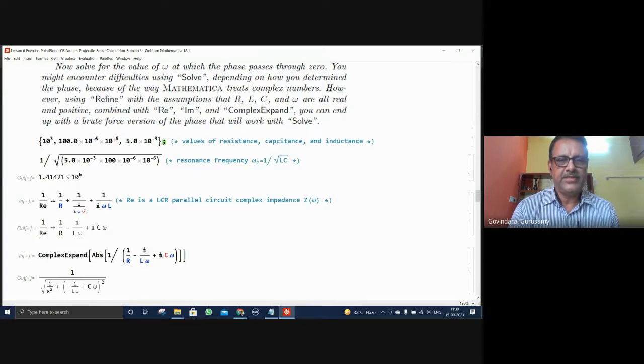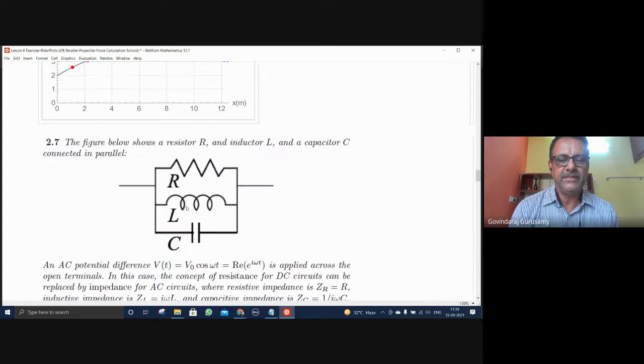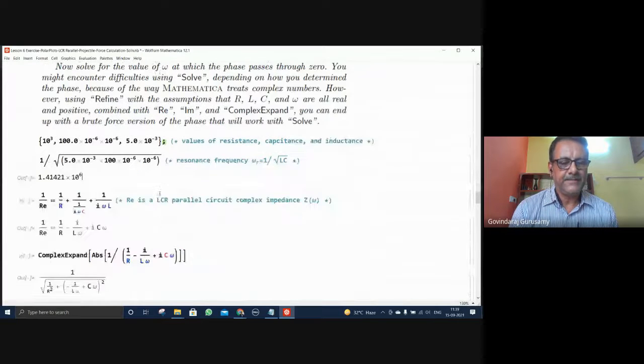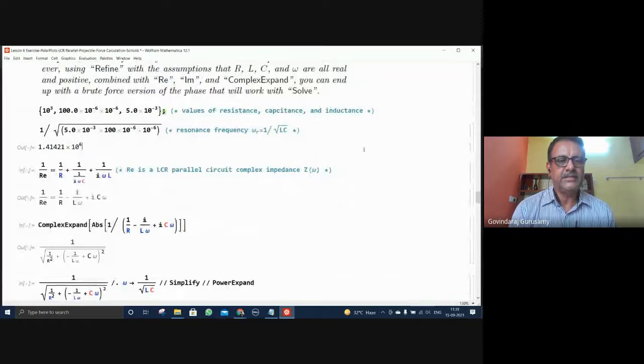What do you mean by resonance here? In an RC circuit we see a broad response, but here there is going to be a particular point at which you have the so-called resonance point that can be located. This will be 1.44 times 10 power 6 radians per second. That's the resonance here.